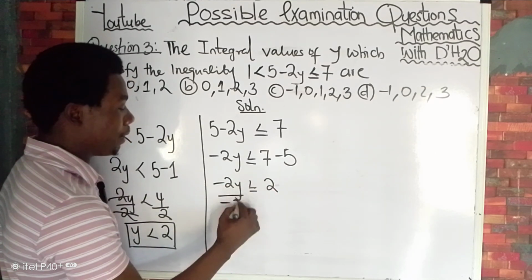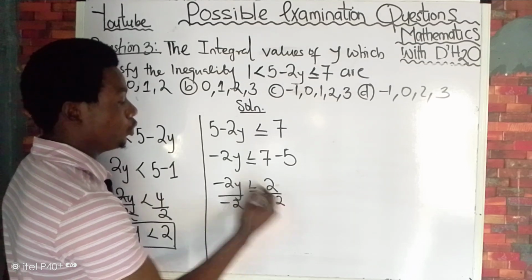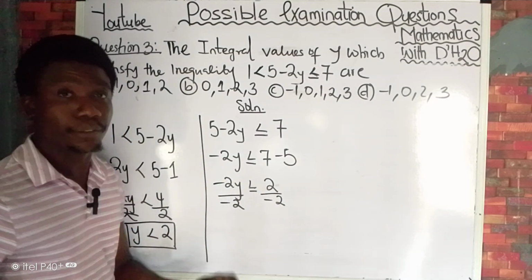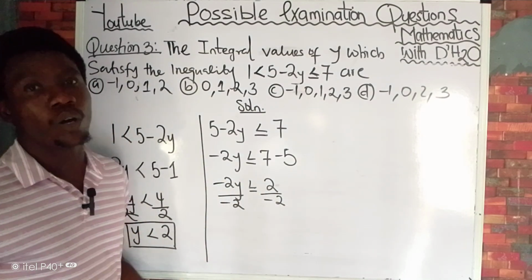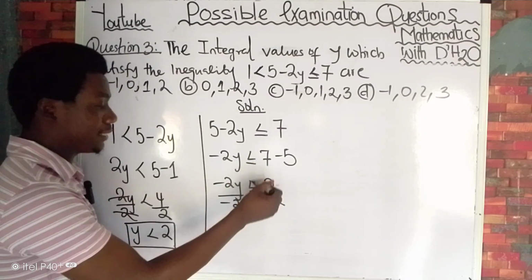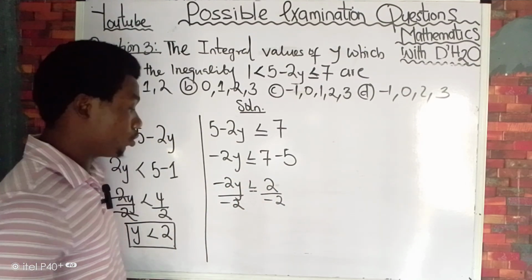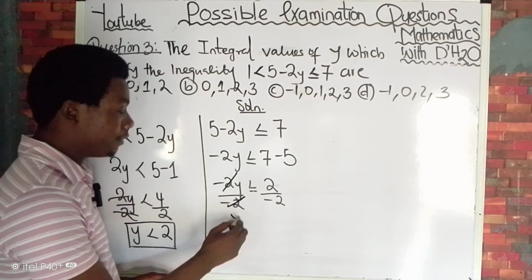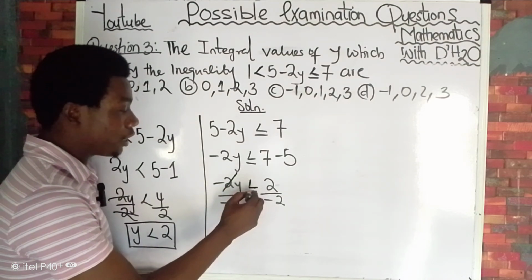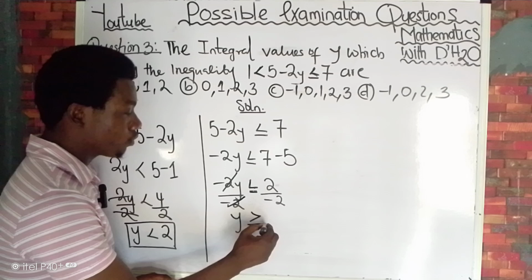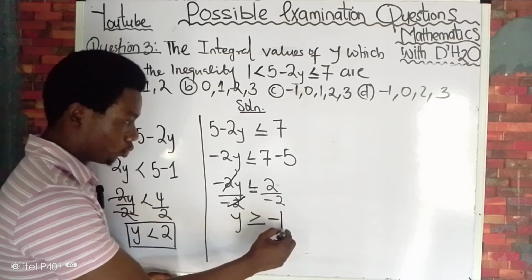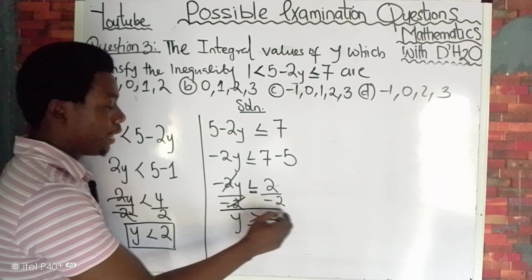So we divide both sides by minus 2. Whenever we divide with a negative value, we reverse the inequality sign. So if we have less than or equal to before, it becomes greater than or equal to. So this cancels this, then y, instead of less than or equal to, becomes greater than or equal to minus 1. So what do we have to do now?